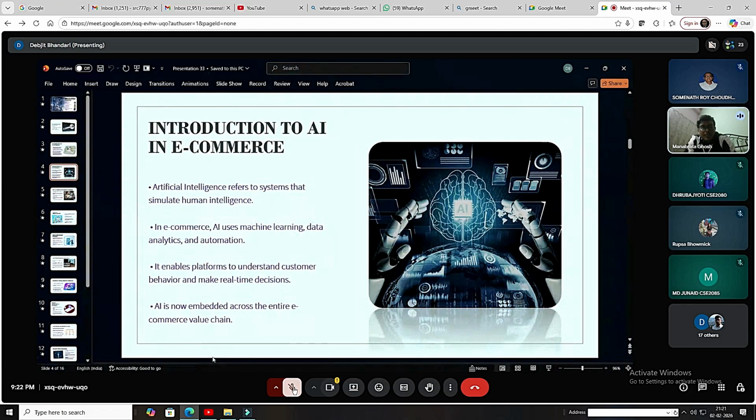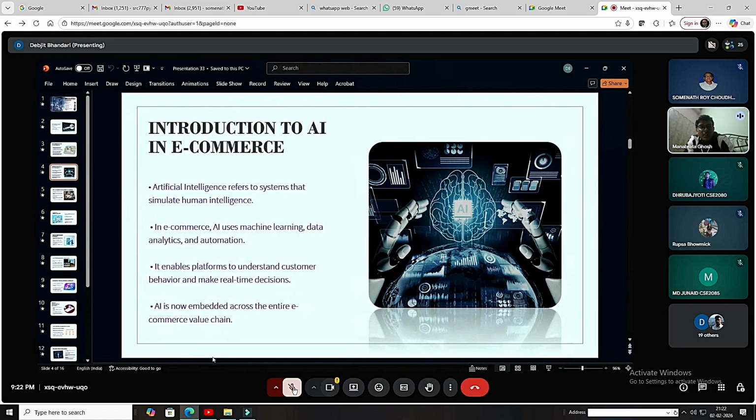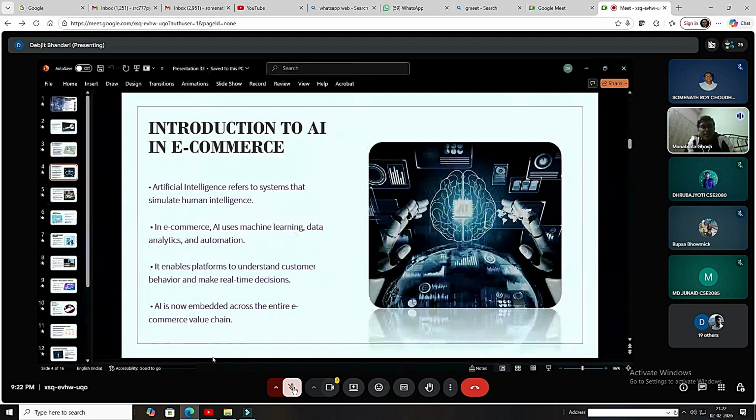Introduction to AI in e-commerce. Artificial intelligence in e-commerce involves the use of intelligent systems that can learn, analyze, and make decisions with minimal human intervention. Technologies such as machine learning, natural language processing, and data analytics enable e-commerce platforms to understand customer behavior and market patterns. AI is widely used in chatbots for customer support, recommendation systems for product discovery, dynamic pricing, inventory management, as well as fraud detection. By automating complex tasks and improving accuracy, AI enhances both back-end operations and front-end customer engagement in online retail. Next slide.